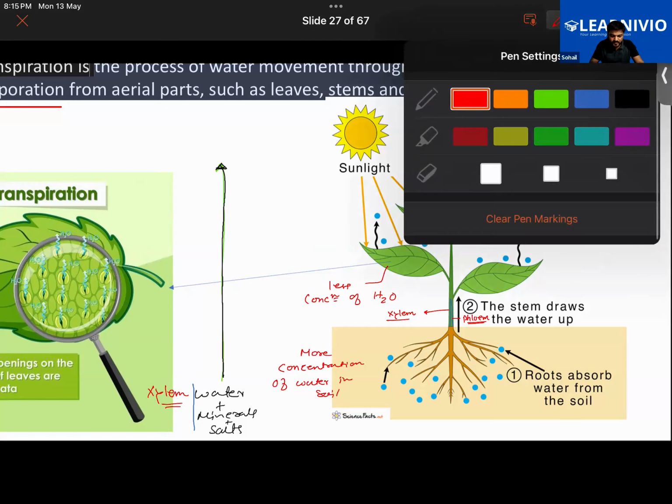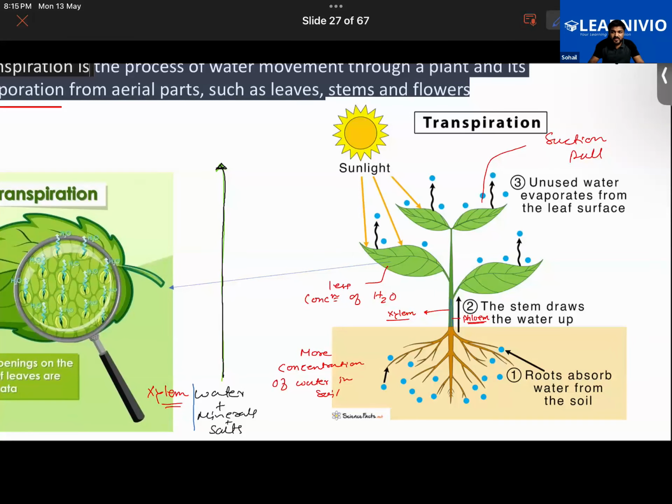Good. So now, guys, look at the leaves: glucose is prepared. It is converted into starch. So basically, the food that is prepared in the leaves is required in every part of the plant. It is required in the roots also. It is required in the shoot system also.